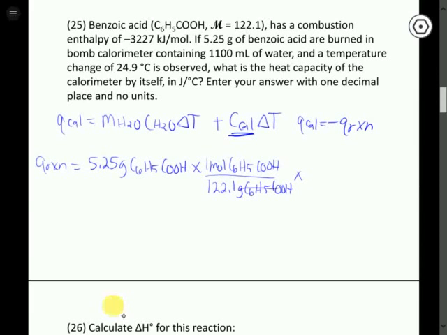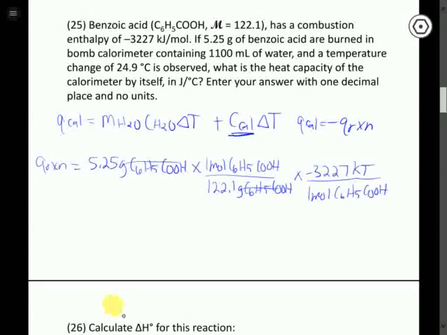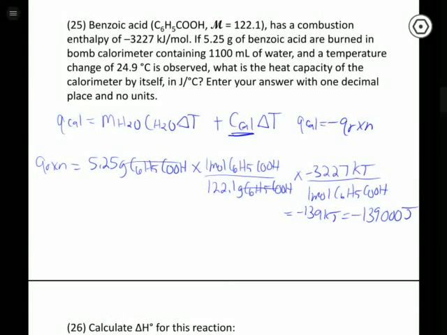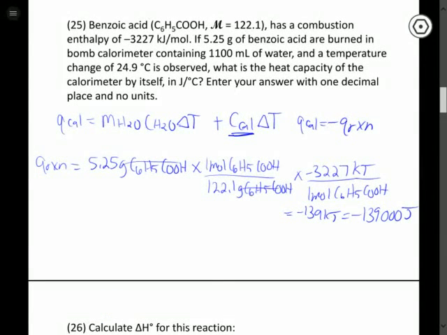So that converts into moles of benzoic acid, and we know from the combustion enthalpy that the heat of the reaction is going to be minus 3,227 kilojoules for every mole of benzoic acid that burns. So this is minus 139 kilojoules, or if we want to convert to joules, which we'll see we have to do, minus 139,000. The reason we're converting to joules is because we eventually want our heat capacity in joules per degree Celsius, so we're going to need that value in joules for the equation that we wrote at the top to work out.